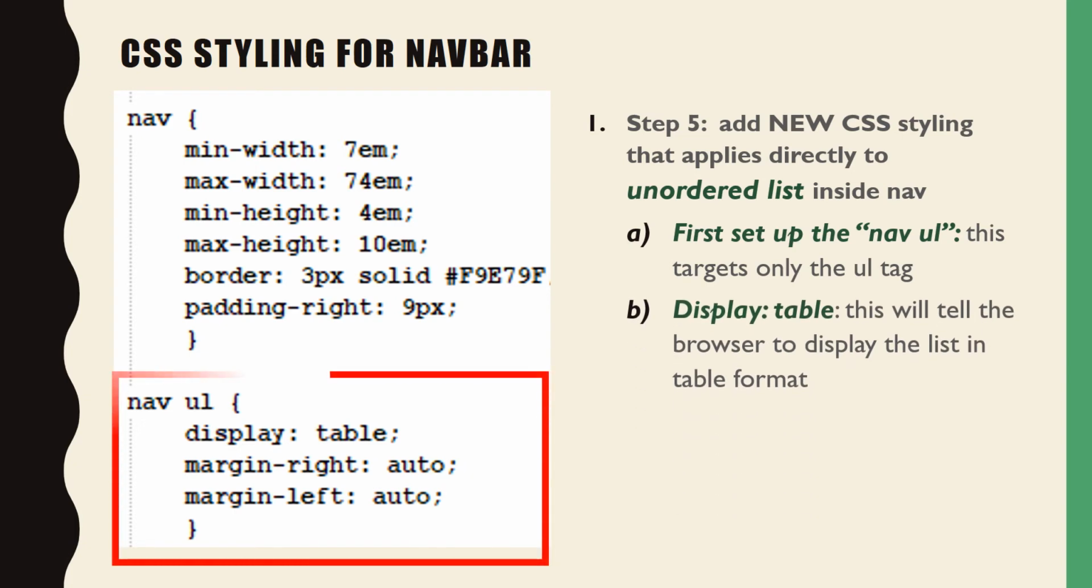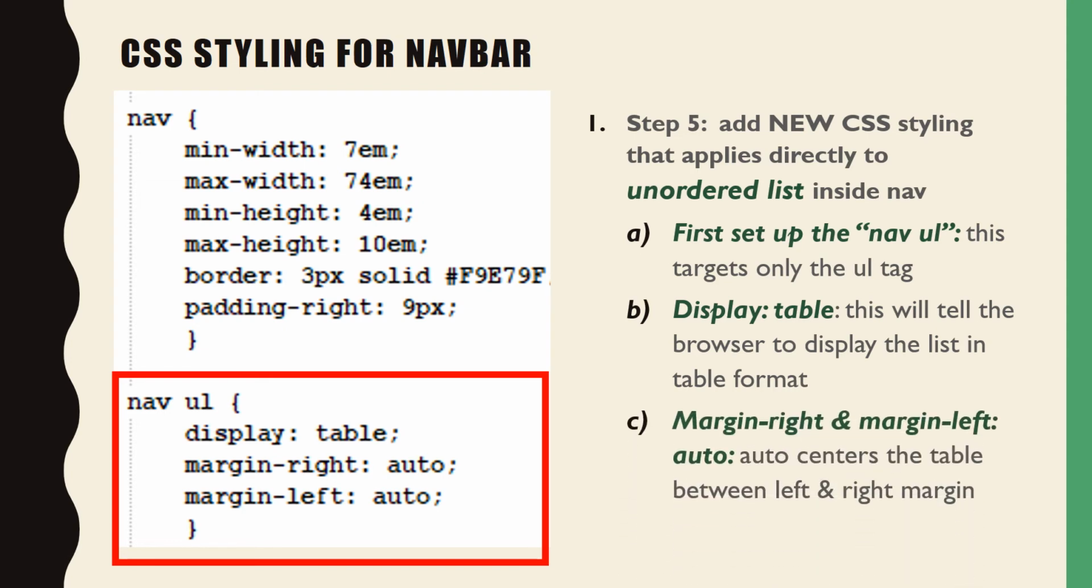The next declaration we want to include is display colon table. This will tell the browser to display the list in table format, which is what we need to do. This is all part of tricking CSS. Then we are going to add margin dash right auto, margin dash left auto. The auto will tell the browser to center the table between the left and the right margin.